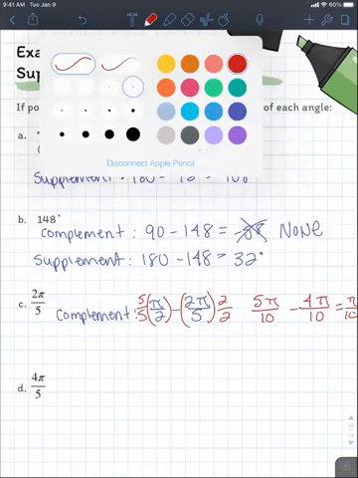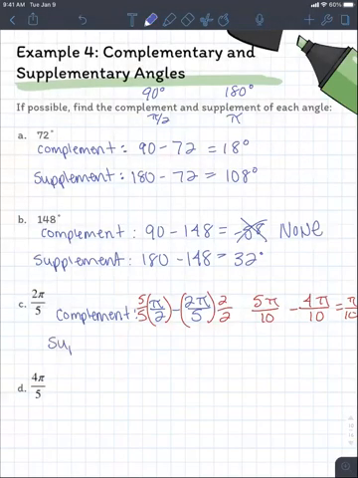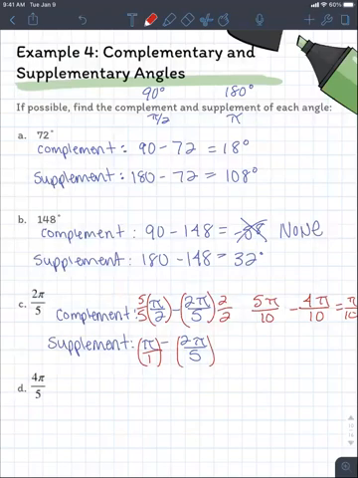And then for our supplements, we will do pi minus 2 pi over 5. So same thing as before, we do have to find a common denominator. In this case, that common denominator is 5. So we'll multiply this one by just 1 over 1 so it stays the same. And our other one is going to be by 5 over 5, which gives us 5 pi over 5 minus 2 pi over 5. And then on top, 5 pi minus 2 pi is 3 pi over 5.